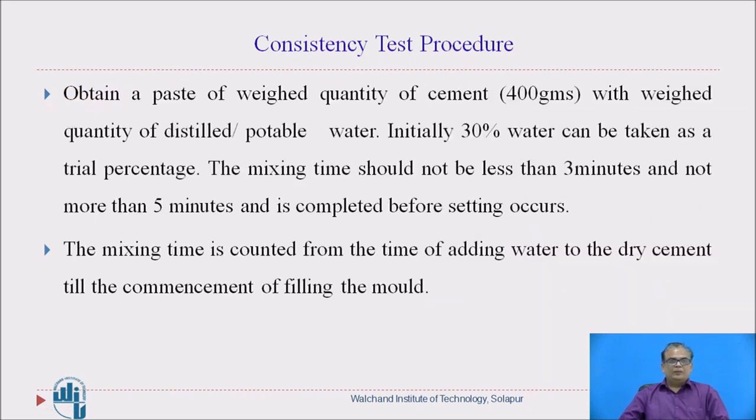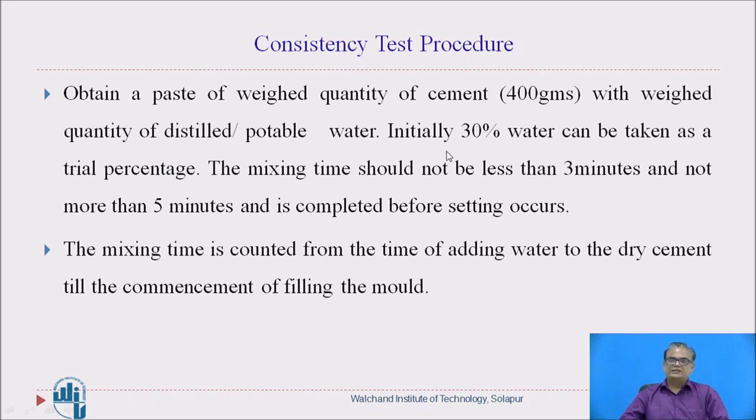Now, firstly, what is done in this particular test? Cement of 400 grams is weighed accurately on a weighing balance, and water, which should be potable water or distilled water, is taken, and initially 30% of water can be taken as a trial percentage, because this is a trial and error procedure. If 30% water doesn't give the results, you have to change the percentage of water.